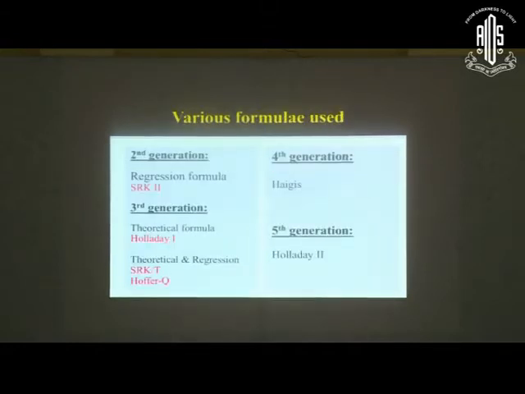The various formulas that we use are the second generation regression formulae like SRK II, the third generation formulas, the theoretical one, the Holladay 1, the theoretical formulae with some regression inputs, the SRK-T and Hoffer Q, the fourth generation, Haigis, and the fifth generation, Holladay 2. But of them, we commonly use SRK II, Holladay 1, SRK-T, and Hoffer Q in children.